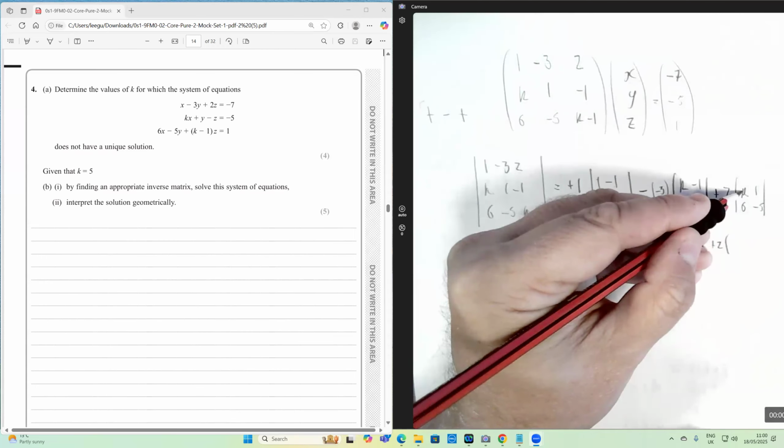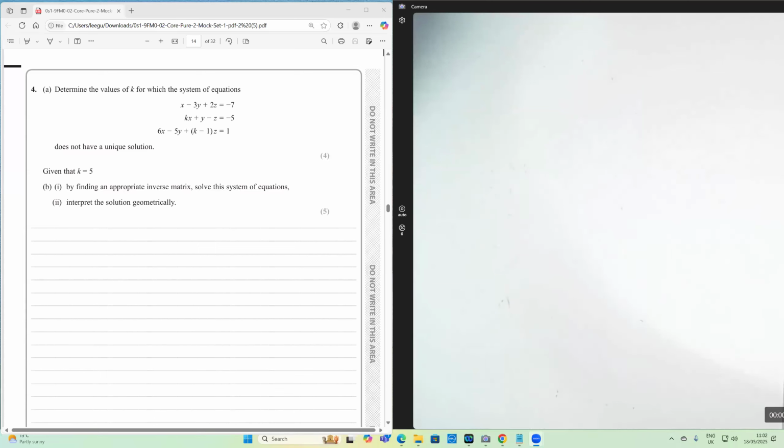Okay, part B. Given that k is in fact equal to 5, by finding an appropriate inverse matrix, solve the system of equations. Okay, now I think for this number of marks, they're not going to expect us to find the inverse of the matrix fully longhand. I think it would be sufficient just for us to represent the matrix times x, y, z as equal to -7, -5, 1. And we can just use our calculators to calculate the inverse in a moment.